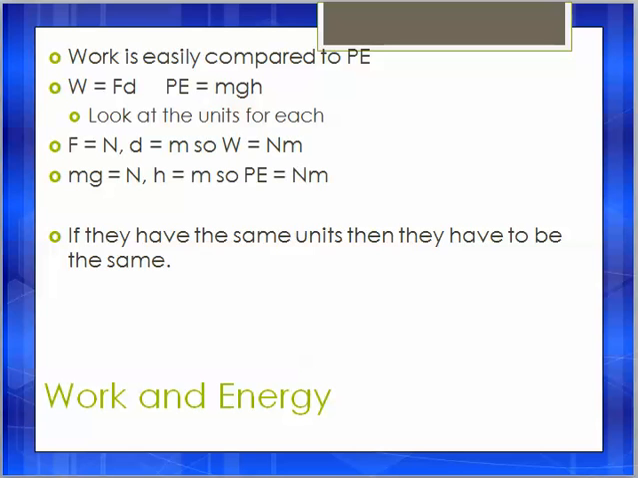All right, work is easily compared to potential energy. Work is force times distance. Potential energy is mass times gravity times height. Well, look at the units for each. First of all, force is in newtons, distance is in meters. So we could say work is newton meters. If we look over here for potential energy, mg is the weight. Why do we measure weight in the metric system? In newtons. Height we measure in meters. So potential energy is newton meters. So here we're seeing that the units are the same. Right? If they have the same units, then they have to be the same. Work and energy are the same.